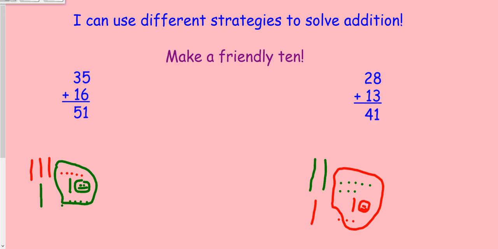Great job, superstars. Now you can practice using some of these strategies to help you solve addition.